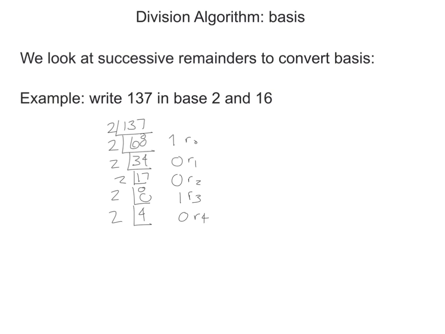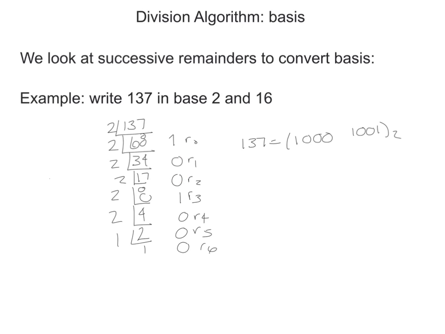We continue dividing 34 by 2, then 17 by 2, where we get a remainder of 1, then 8 by 2, 4 by 2, and finally 2 by 2, which goes in once, again remainder 0. So here we have our answer. 137 in base 2 is 1, 0, 0, 0, 1, 0, 0, 1. You're reading from the bottom up. So it's 1, 0, 0, 0, 1, 0, 0, 1.